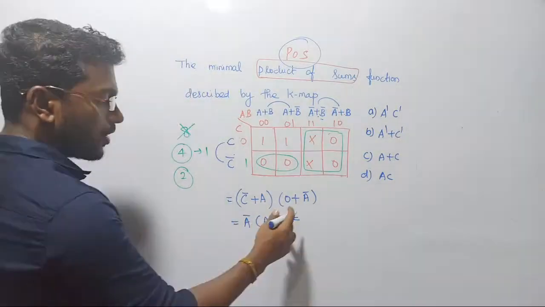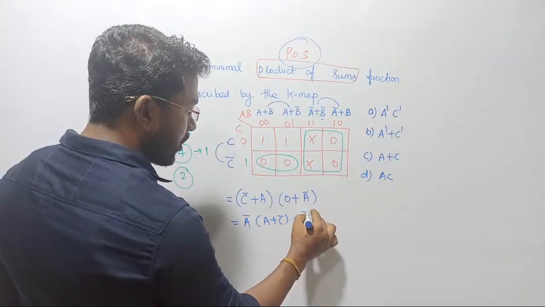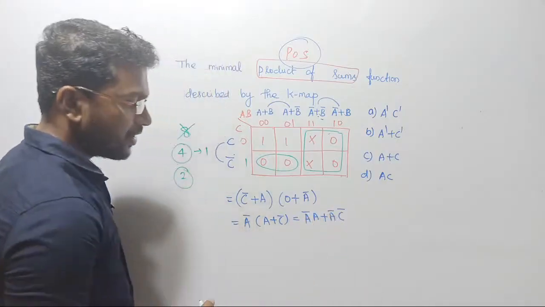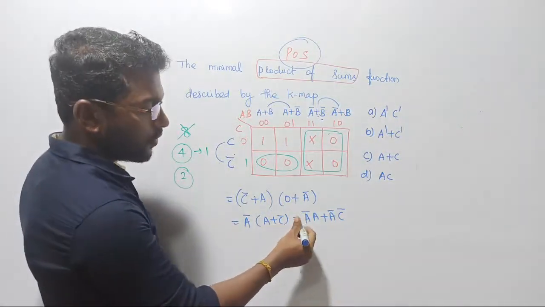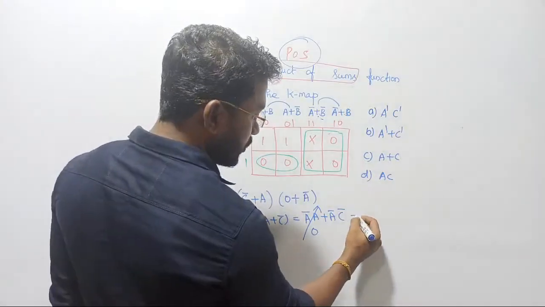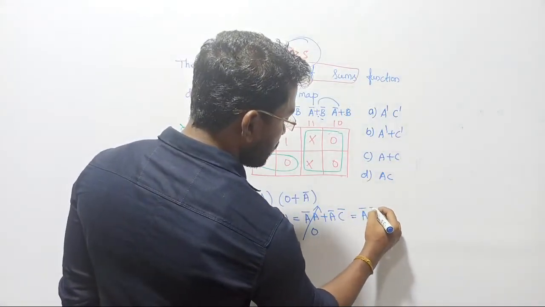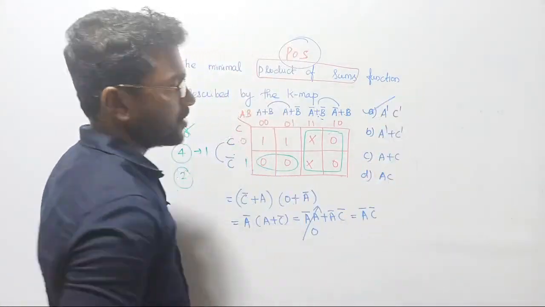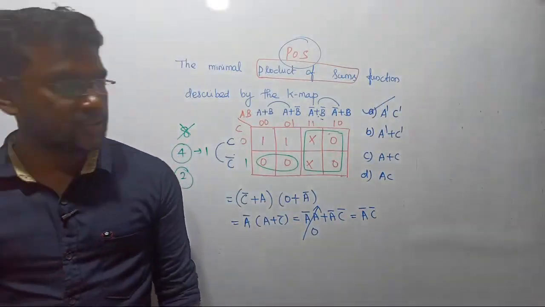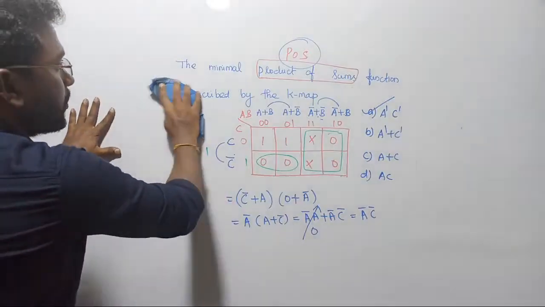Just to open up the bracket, if I pass it inside, automatically it becomes A bar dot A plus A bar C bar. So what is the conclusion? A bar dot A is what? That is 0. 0 plus anything, right? So your answer is what? A bar C bar. What is the correct answer? Option A. Clear? Yeah. Let me proceed with the next question. So let me rub this one.